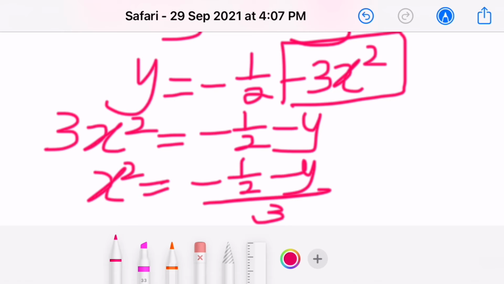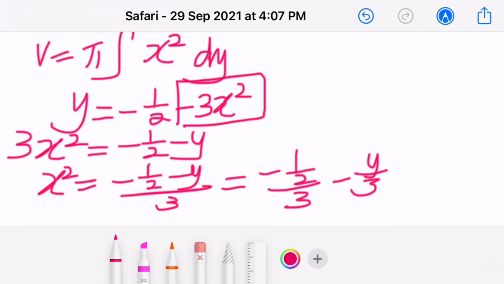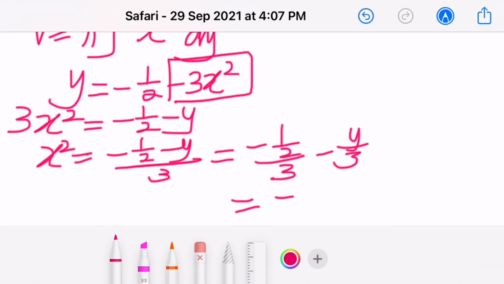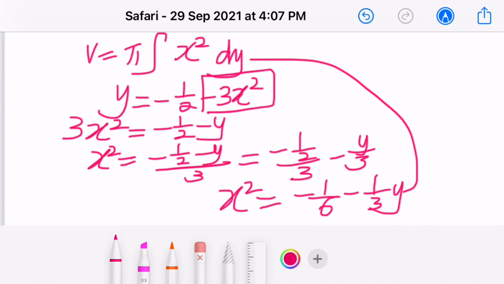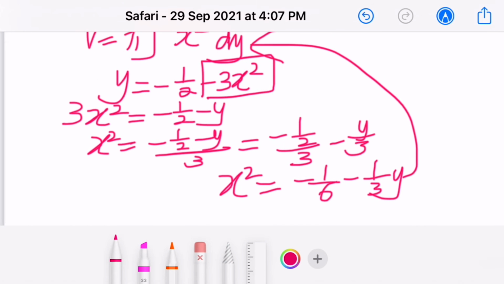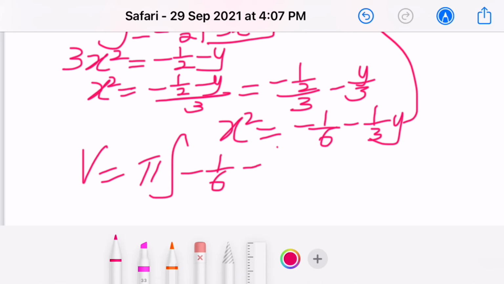So I'm going to leave it like that because I'm going to substitute into here. Let me simplify. Negative 1 over 2 over 3 minus y over 3. So this is negative 1 over 6 minus 1 over 3y. We have to write it like this for x squared. And then we will substitute into here, so that we can integrate. So volume is pi integral of negative 1 over 6 minus 1 over 3y dy.